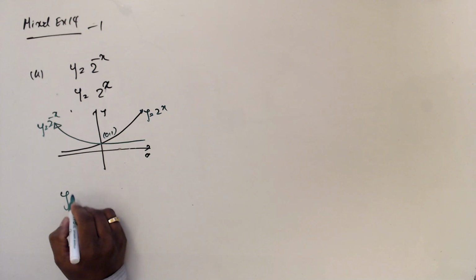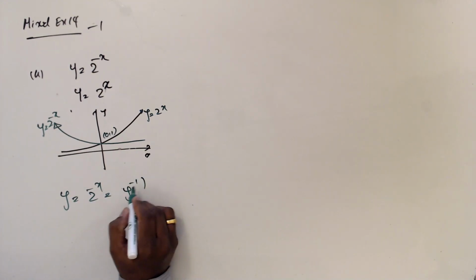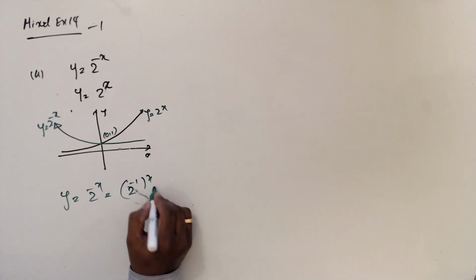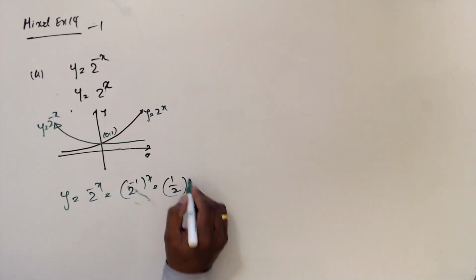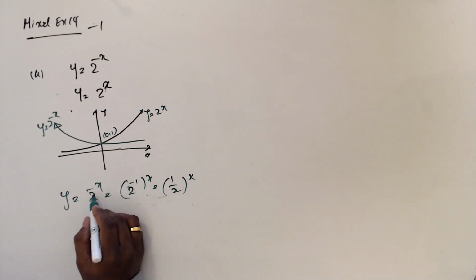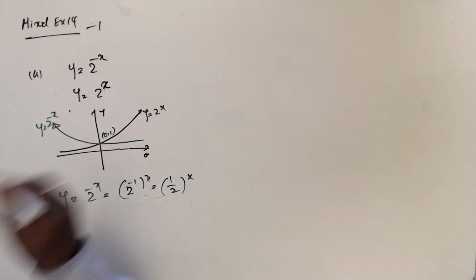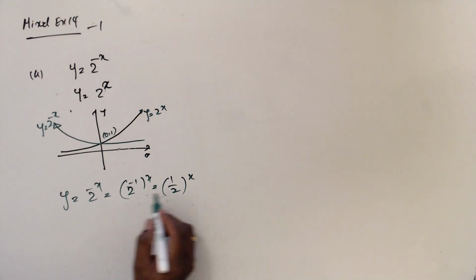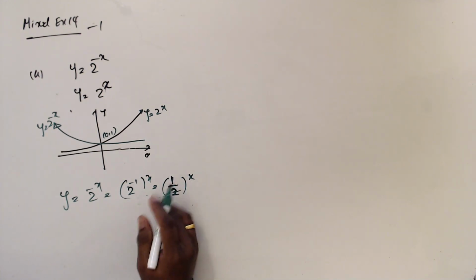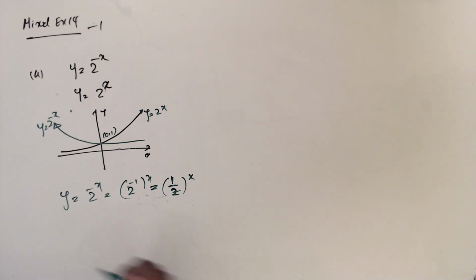So y equals 2 to the power minus x means 1 over 2 to the power x. So if you see this is minus, it doesn't mean that the constant is negative, because the exponential function is defined for positive constants.